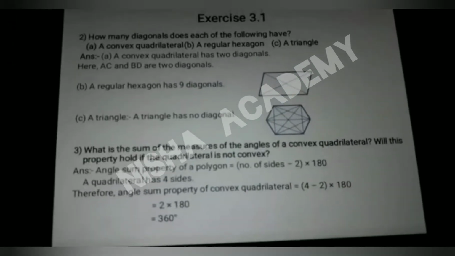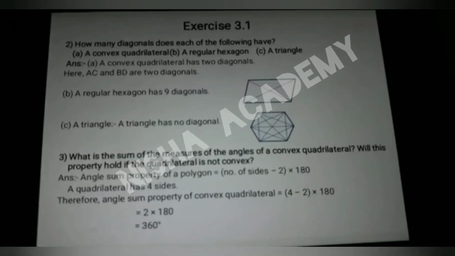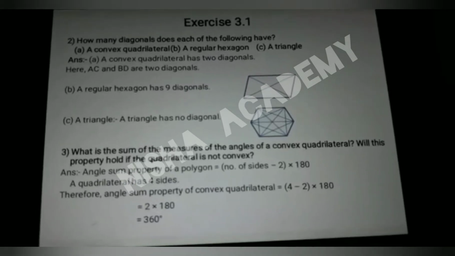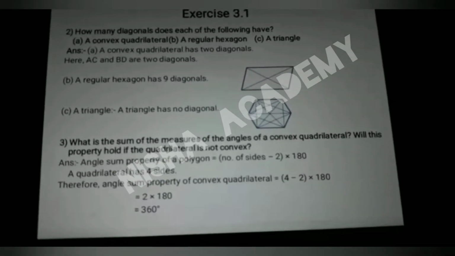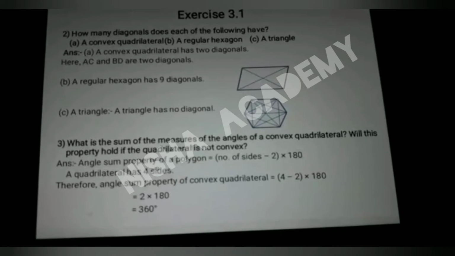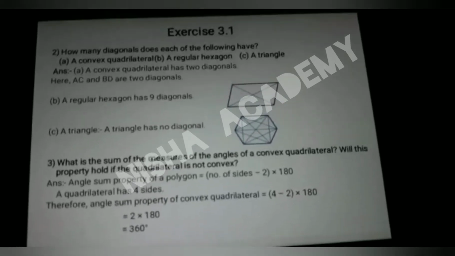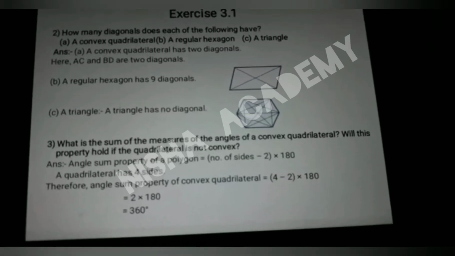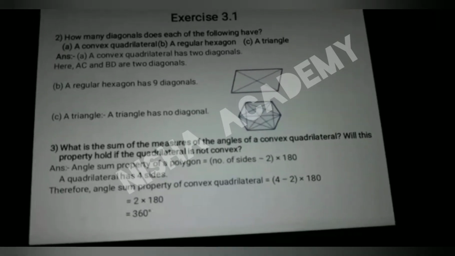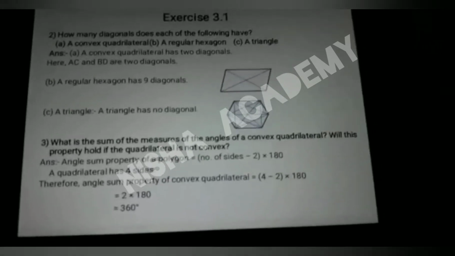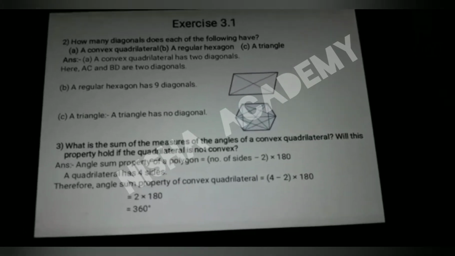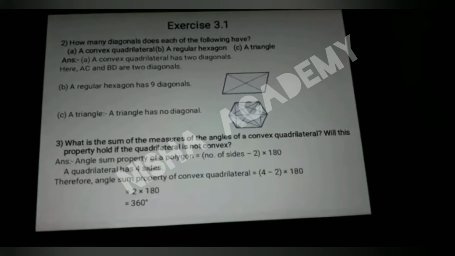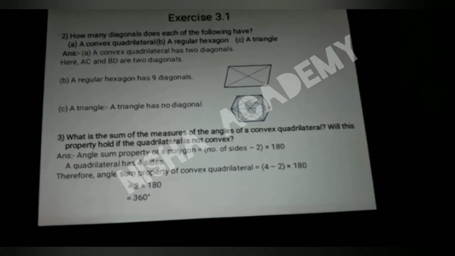So how many diagonals does it have? 2. The same way in a regular hexagon. Hexagon means having 6 sides. So joining all the opposite vertices you would get 9 diagonals. And in a triangle, the third, a triangle does not have any diagonal because its opposite vertices are already joined. So a triangle has no diagonal.